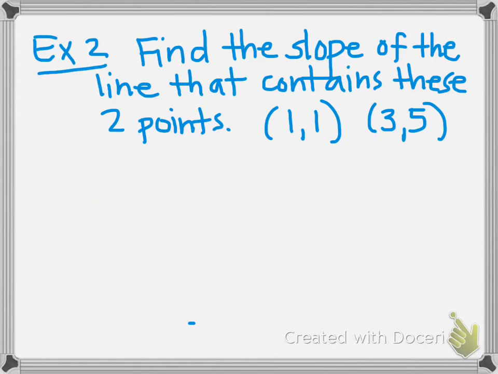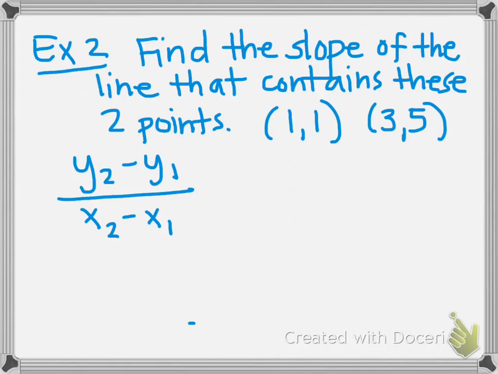Okay, in example 2, we need to find the slope of the line that contains these 2 points. Now we can graph it and find the slope, or we can use the formula. The formula was y2 minus y1 over x2 minus x1. Well, we have 2 points. This is the first point. So this is x of the first point, y of the first point. 3, 5 is our second point. So that's x of the second point, y of the second point. So these little numbers right here just mean what point it is. So 1, 1 is the first point, 3, 5 is the second point. We're going to plug these numbers into the formula.